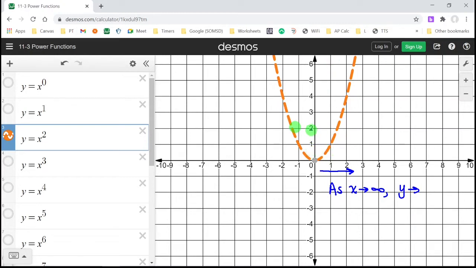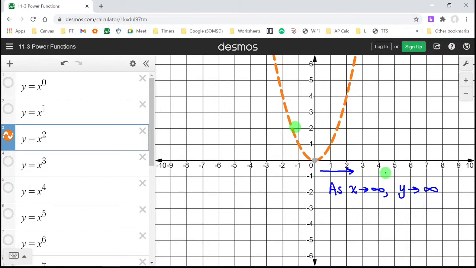Your y goes 1, 2, 3, 4, 5, 6, all the way up to infinity as well. So this is the end behavior on the right side. For the right side, we say as x approaches infinity, comma, y approaches infinity. And now you know why I tell you don't use arrows in your work, because arrows mean something else in mathematics.